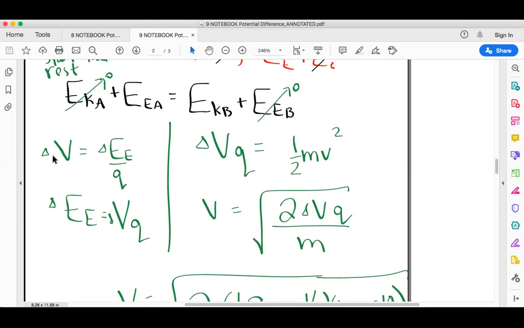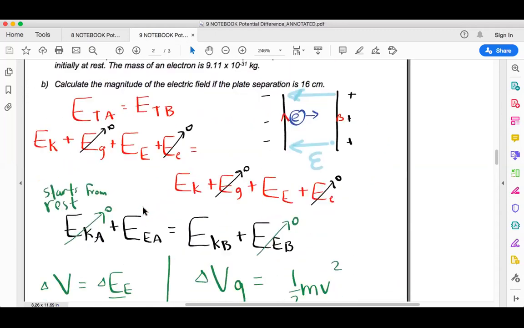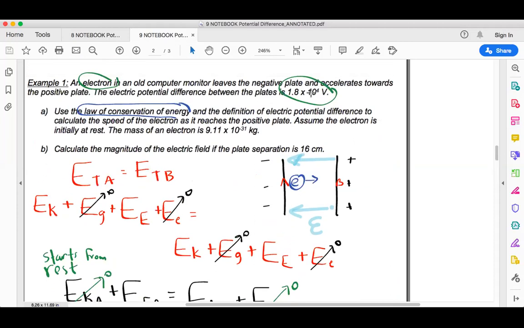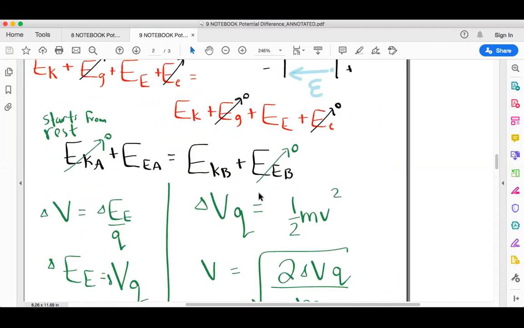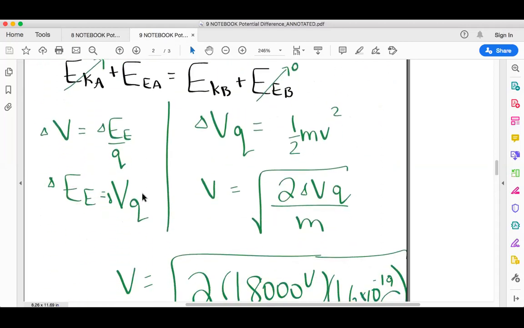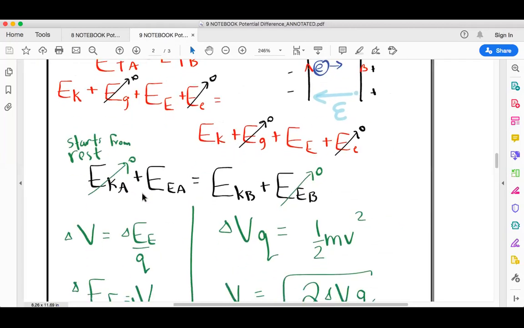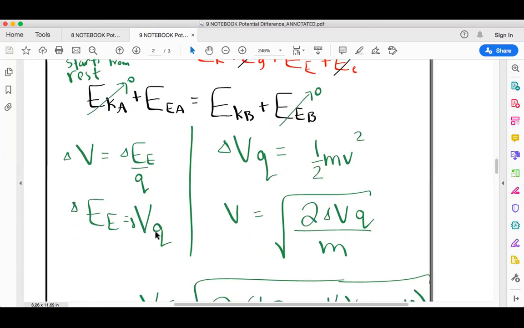And through our equation, delta V equals delta EE over Q, we can isolate for delta EE. I know you might say, oh, we have another equation for delta EE. Why don't we use that one? But we're given the potential difference, electrical potential difference. Since that's a given, we want to use this. We're not given epsilon, so we're not going to use QED. So voltage times charge. We have both of those things.